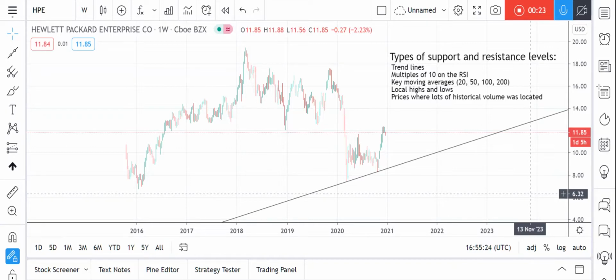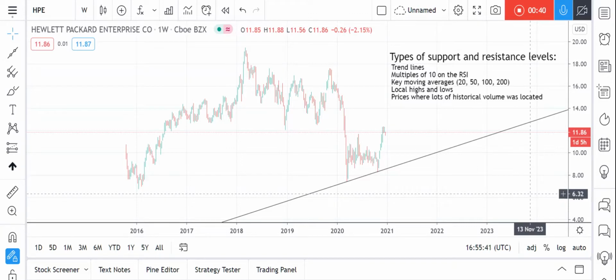Support and resistance come from people's orders. So if you can identify a level at which people have placed a lot of buy orders, that is going to be a support level. If you can identify a lot of sell orders at a certain price, that's going to be a resistance level.